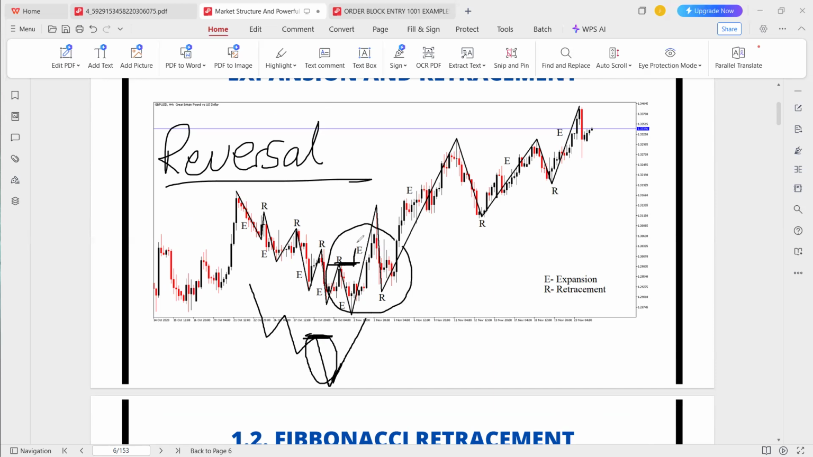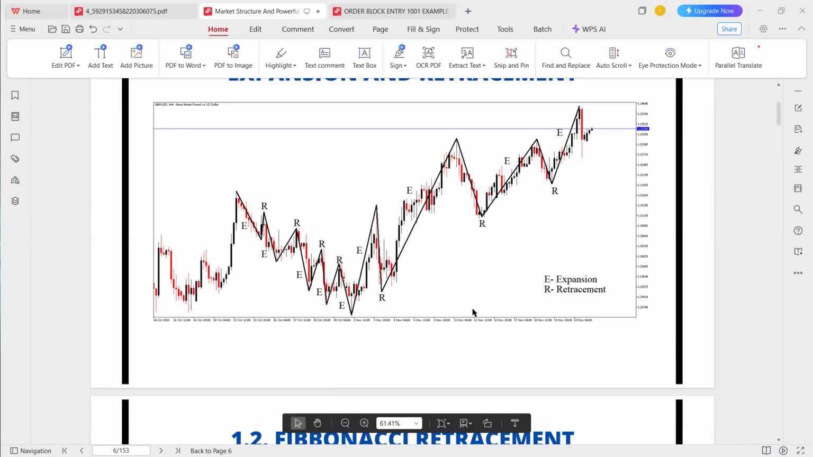So we start getting the impulsive or the expansion moves to the top side and the retracement to the downside: expansion, retracement, expansion, retracement, expansion, just like that. Right. So I hope everything is clear there. And these are trending markets, right? We're mainly looking at trending markets.